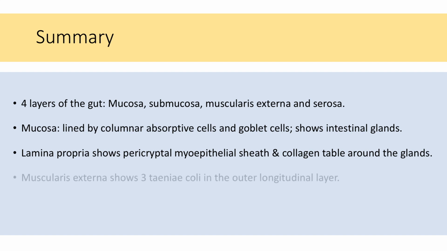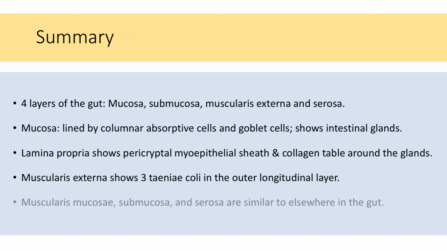Muscularis externa shows 3 aggregated bands of smooth muscle called as Taenia coli, which is seen in outer longitudinal layer. Muscularis mucosae, submucosa, and serosa are very similar to what we find elsewhere in the gut. At places, serosa is replaced by adventitia.